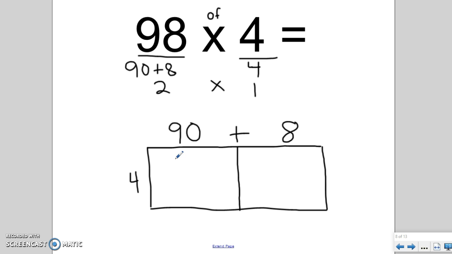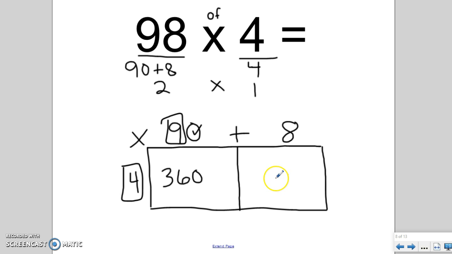Now I need to box and dot. So in this box here, this is the multiplication problem, 4 times 90. Well, I'm going to go ahead and box and dot. I know 4 times 9 is 36. And then I don't have any zeros here, but I have 1 zero here. So I'm going to go ahead and put in my 0 here. So 4 times 90 is 360.